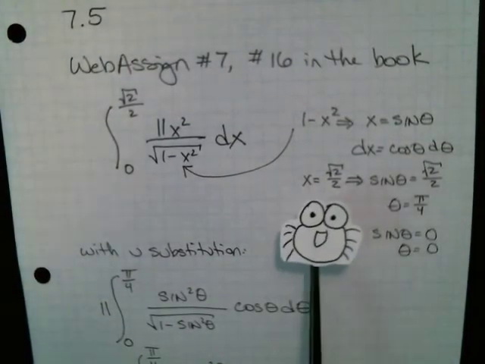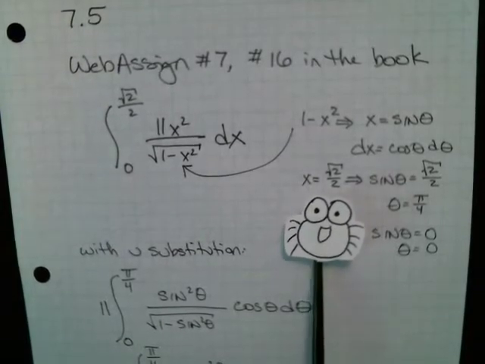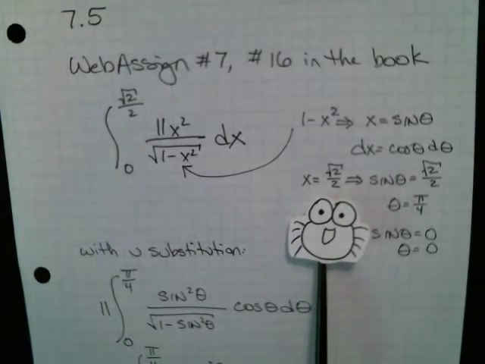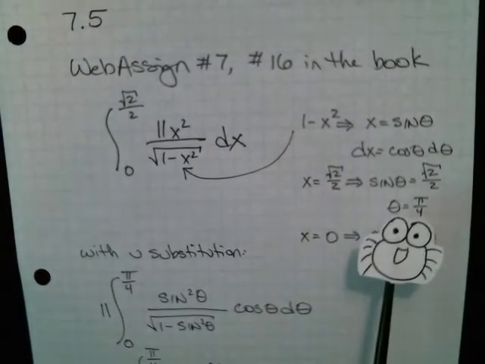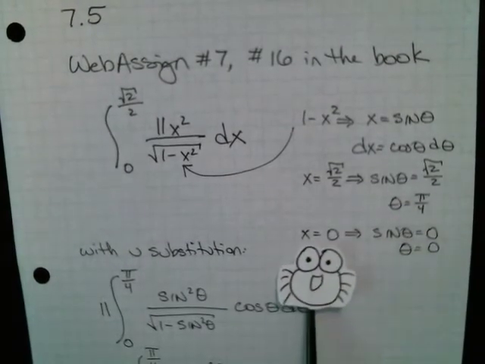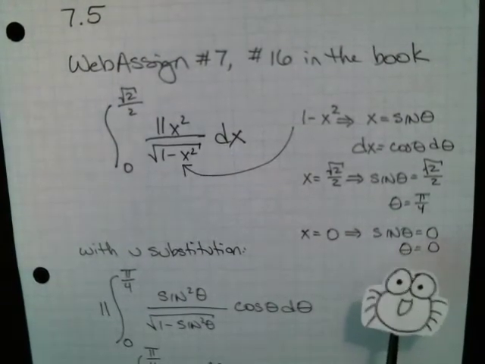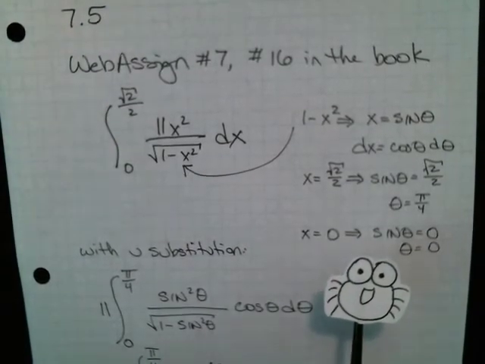I went ahead and decided to be nice to you, and rather than waiting till the end, I went ahead and converted my limit. Radical 2 over 2 converts to pi over 4, because that's when sine is radical 2 over 2. And when x equals 0, we need to find a place where sine of theta equals 0, and that, of course, is at 0. So that was pretty straightforward, hopefully.